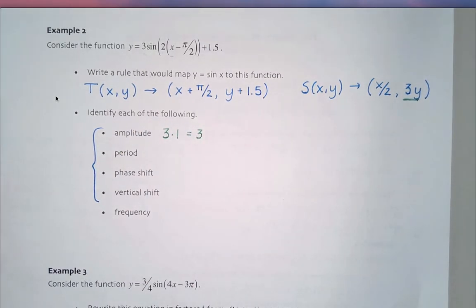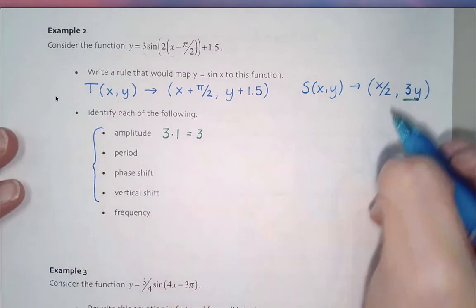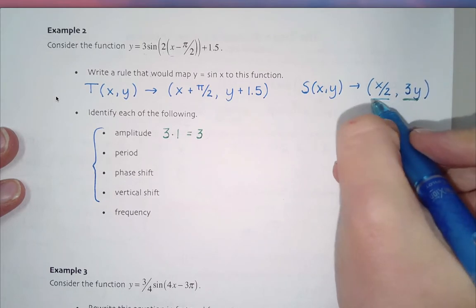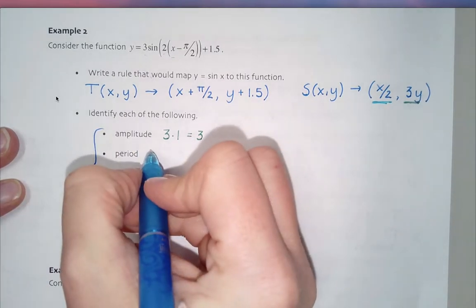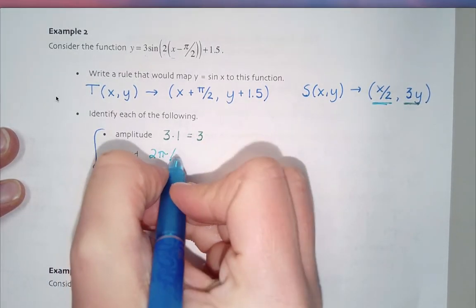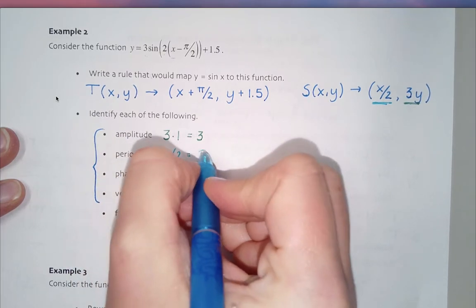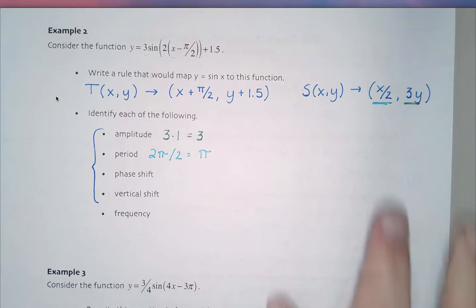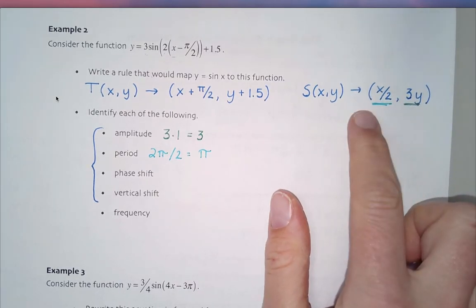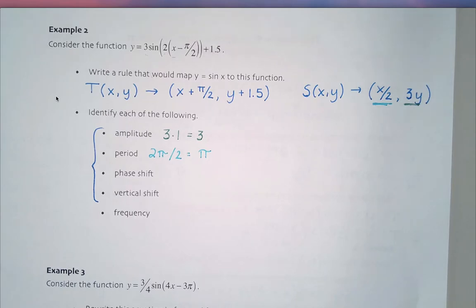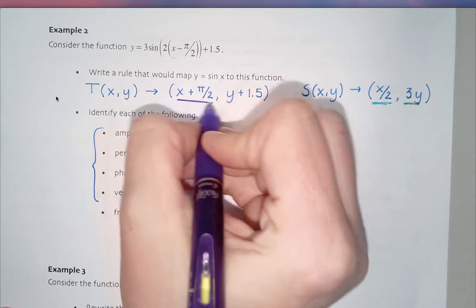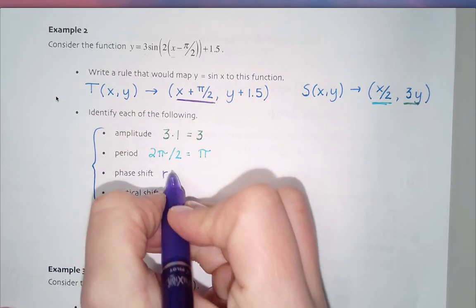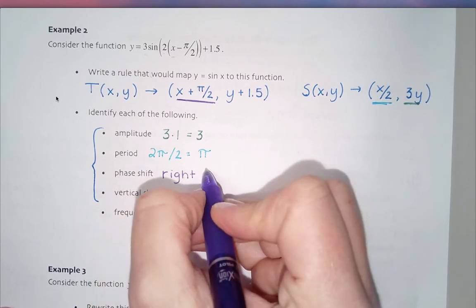The period, which the original period is 2 pi, and this horizontal stretch number, or really a horizontal shrink number here, that's what's affecting the period. So the period is going to be 2 pi divided by 2, which is just pi. Again, these are saying what's happening to the amplitude and what's happening to the period. The phase shift just goes back to that plus minus stuff with the x. So my phase shift would be that I'm shifting to the right because it's positive by pi over 2.